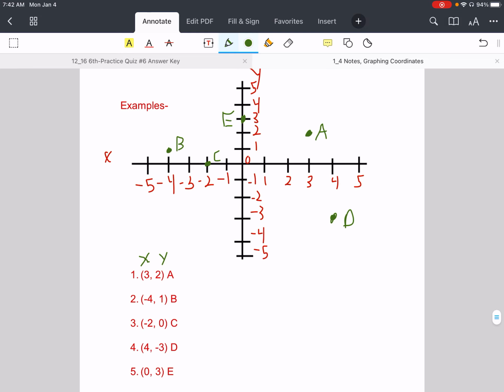So on your assignment, after you draw your graph and you plot your points, they should be in the same position as your classmates'. Graphs might look a little bit different. Some of yours might be neater than others, but your graph should look the same.